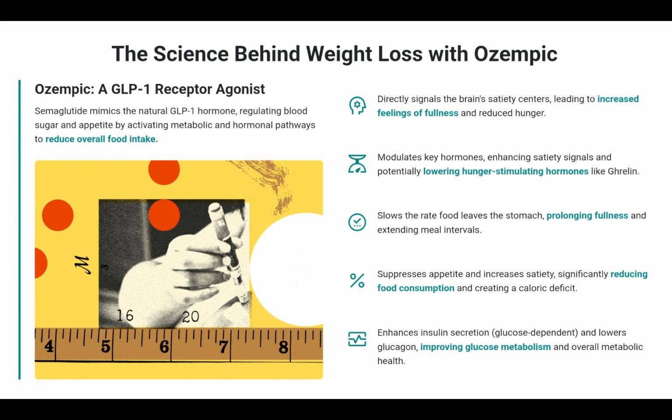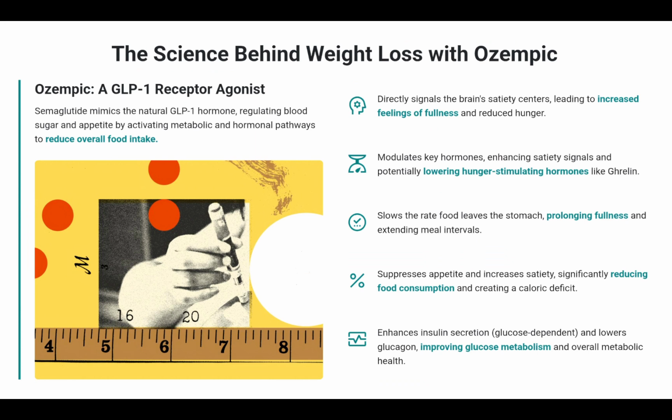So, how exactly does it produce weight loss? Through 5 interconnected mechanisms. 1. It acts directly on the hypothalamus and brainstem satiety centers, increasing feelings of fullness and reducing hunger signals. Patients report eating smaller portions and feeling satisfied much earlier in a meal. 2. It modulates key appetite regulating hormones, including ghrelin, the hunger hormone. By attenuating ghrelin's effects, it fundamentally reduces the drive to eat.